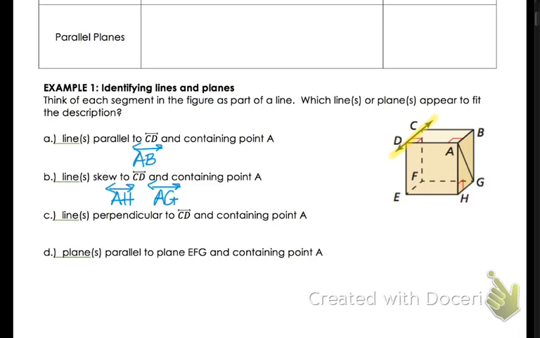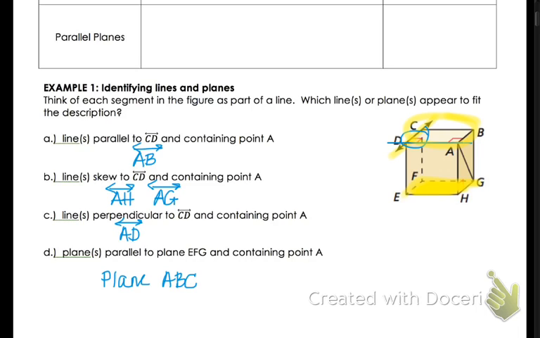Perpendicular, we've already worked with some. So lines that are perpendicular to CD and containing point A, again, there's really only one. We can see that that's supposed to make a right angle because it's marked right here. So that would be AD. And planes that are parallel to plane EFG. EFG would be this bottom plane here. The only plane that would be parallel to that that contains A would be plane ABC. It would be the top of the room up here.